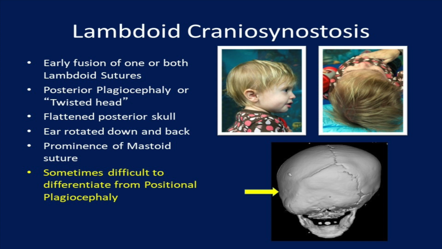Lastly, we have lambdoid craniosynostosis. This is the most rare of the major sutures. This affects approximately 1 in 100,000 patients. This is manifested as a trapezoid-shaped head and sometimes may be very difficult to differentiate between the more normal and benign deformational or positional plagiocephaly.